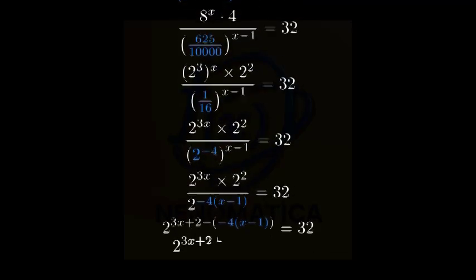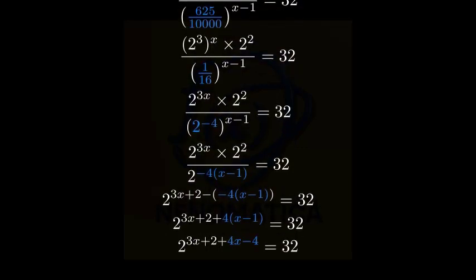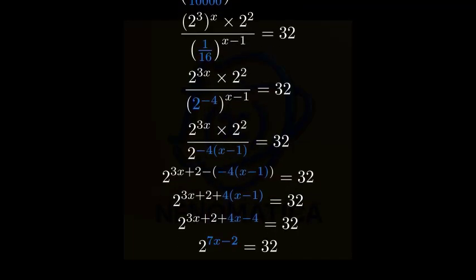When we subtract a negative number, it's the same as adding the positive number. So we get 2 to the power of 3x plus 2 plus 4x minus 1. Expanding the expression, we get 2 to the power of 3x plus 2 plus 4x minus 4. Combining like terms in the exponent, 3x plus 4x equals 7x, and 2 minus 4 equals negative 2. So we have 2 to the power of 7x minus 2.